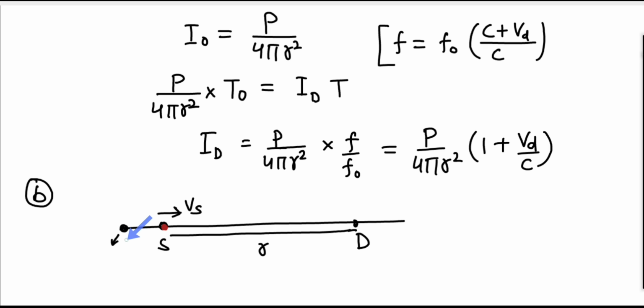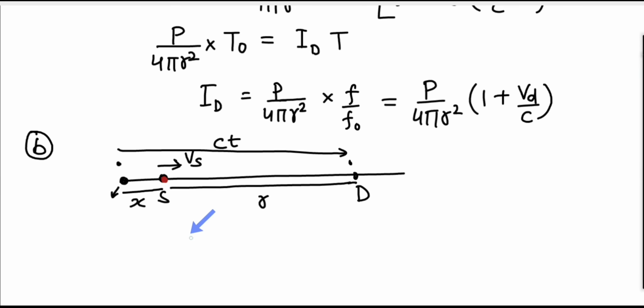So let's say the distance between these two positions of the source is x, and the distance traveled by the sound from here to here is r plus x. In the same time, let's say time t, the distance traveled by the sound is c times t, because the velocity of sound is c, and the distance traveled by the source is vs into t, and that is equal to x. So we can write x plus r is going to be equal to ct. Also we can write x equal to vs t.